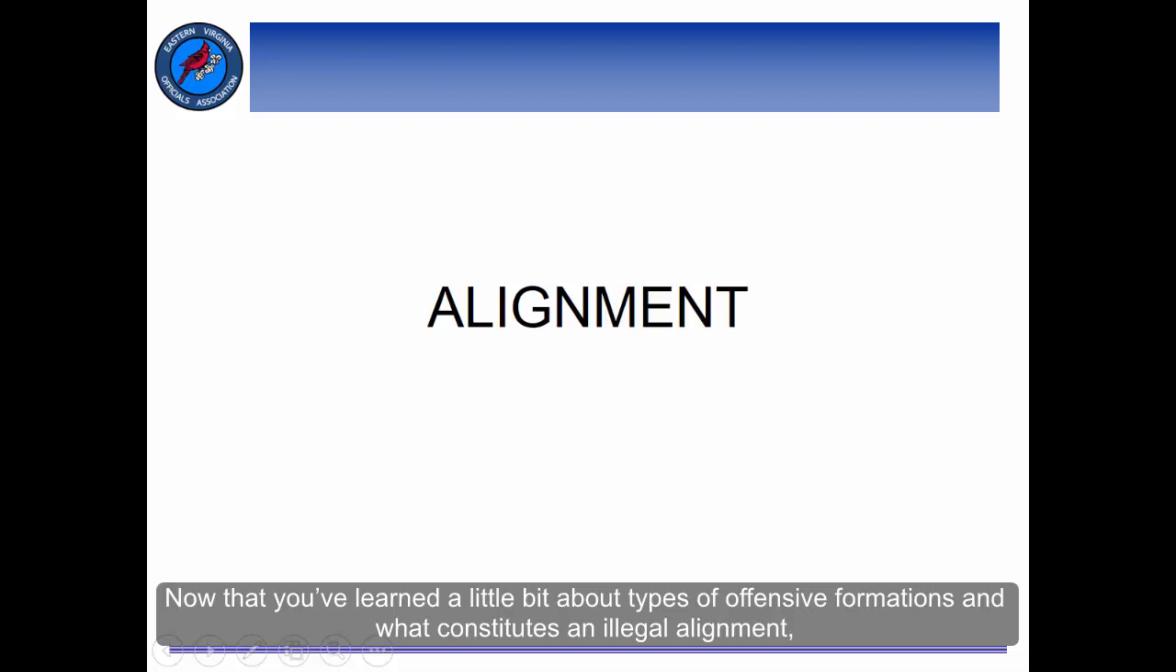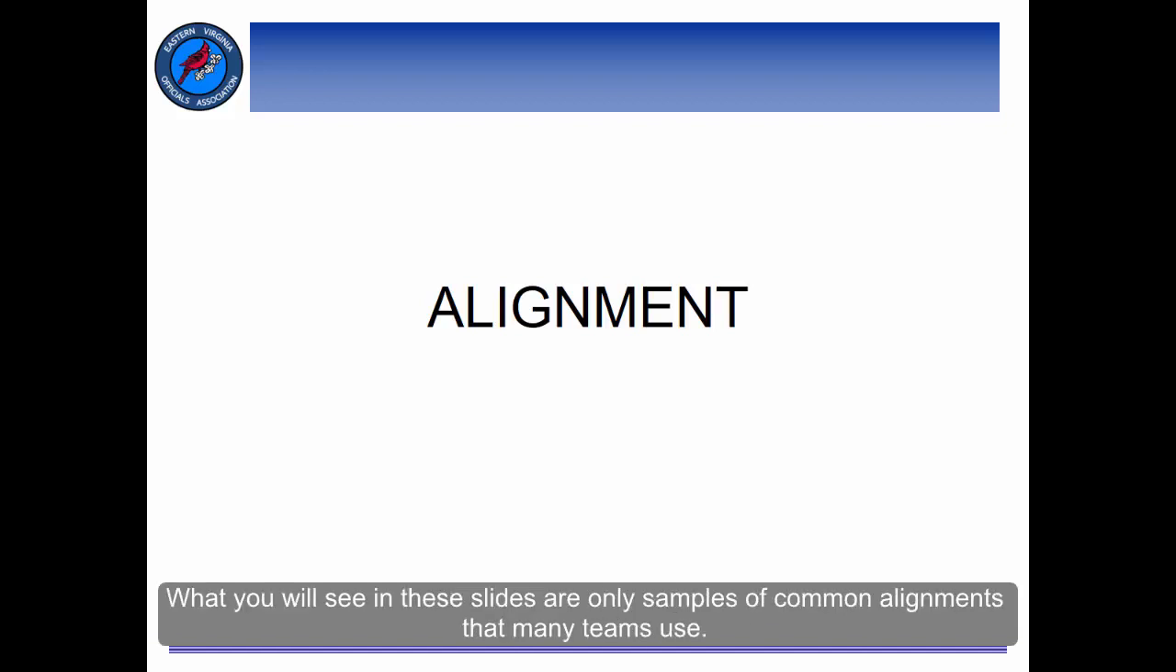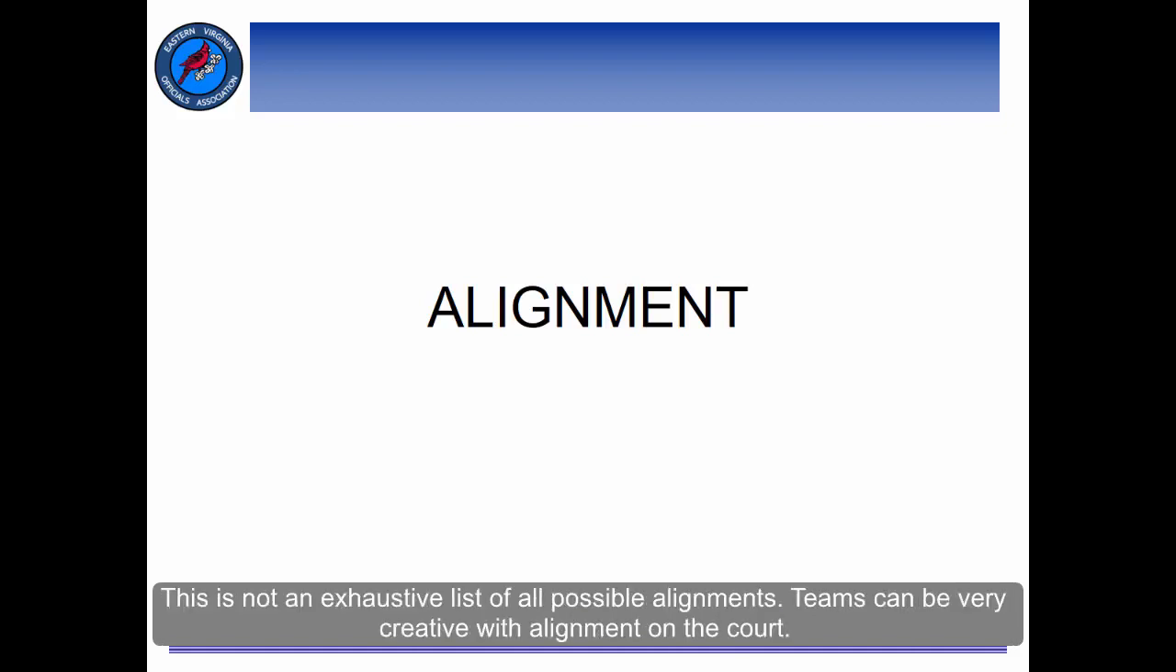Now that you have learned a little bit about types of offensive formations and what constitutes an illegal alignment, let's look at some examples of serve-receive alignments and potential alignment violations. What you will see in these slides are only samples of common alignments that many teams use. This is not an exhaustive list of all possible alignments.